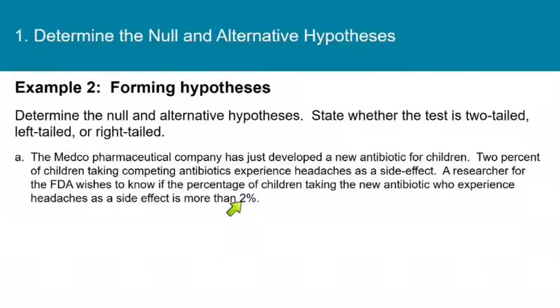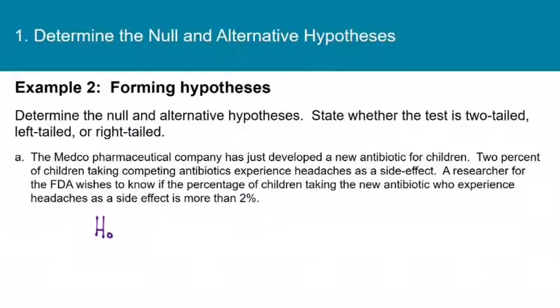So I think it's clear here from reading the problem that the researcher is wanting to test a proportion, because the problem doesn't say anything about mean and it does mention percent. So we are testing a proportion here. The symbol will be P. And he's interested in demonstrating that the side effect is more than 2%.